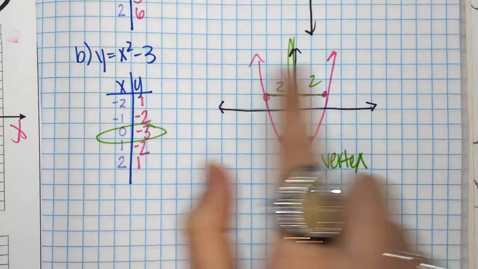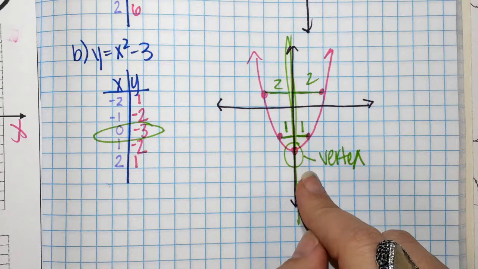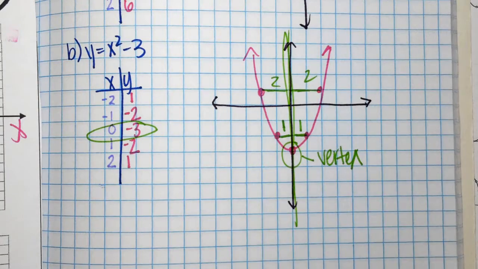Alright, but if we subtracted it, it moved it down. So we've added, it moves it up. We've subtracted, it moves it down. What would we have to do to make it skinnier or wider? Multiplying. Look at you go. Multiply or divide, which is what you're going to do today.